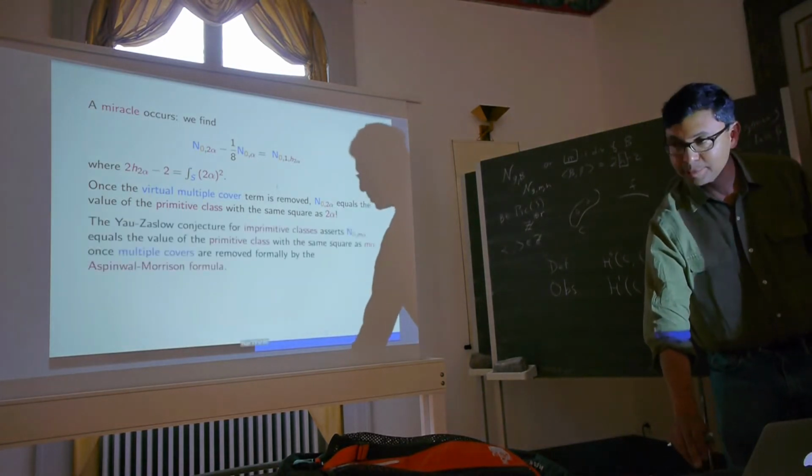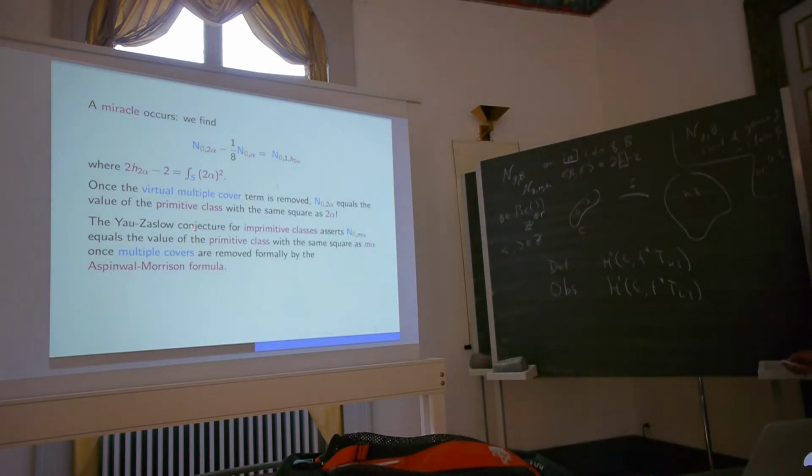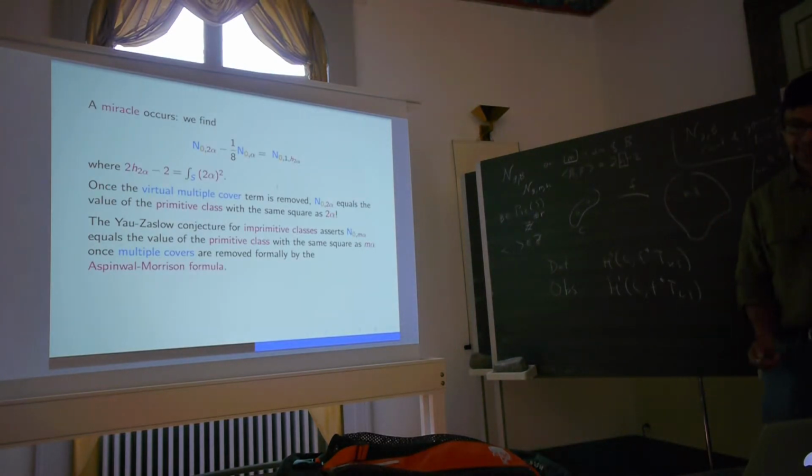So then by reindexing, we can just get rid of all of this. This is the Yau-Zaslow conjecture for the imprimitive class, and this is not really due to Yau and Zaslow. It took a while to formulate this conjecture correctly, and they really didn't play a role in that. But anyway, it's called the Yau-Zaslow conjecture for imprimitive classes. That's all of them. It says that this number is equal to the value of the primitive class with the same square once the multiple covers are removed. I'll write a formula for this little paragraph later. But conceptually, it's saying that there's some kind of simplicity that happens here.